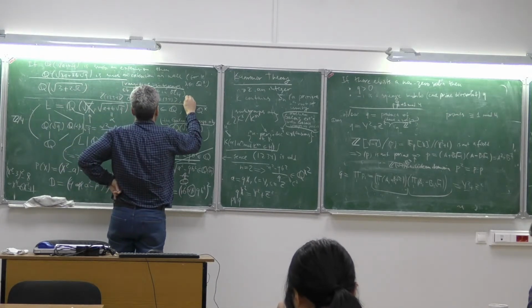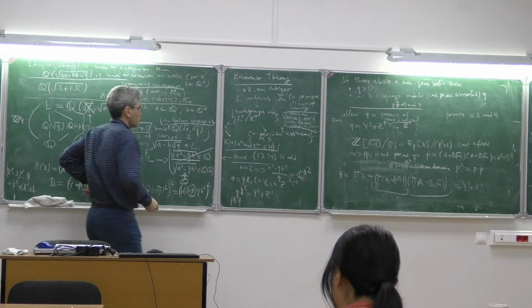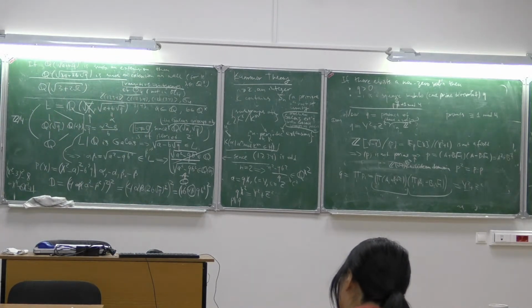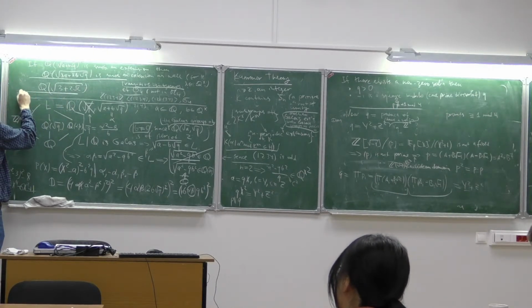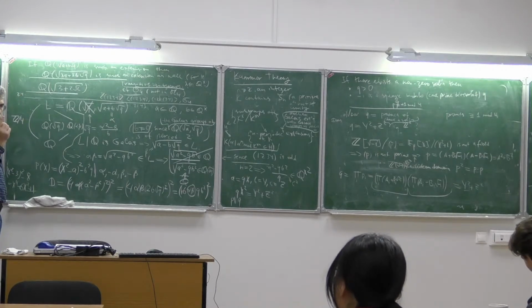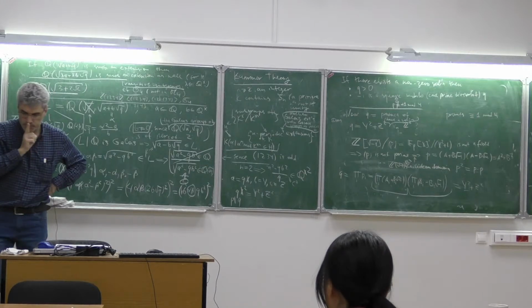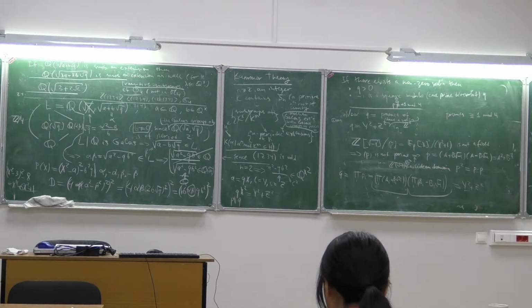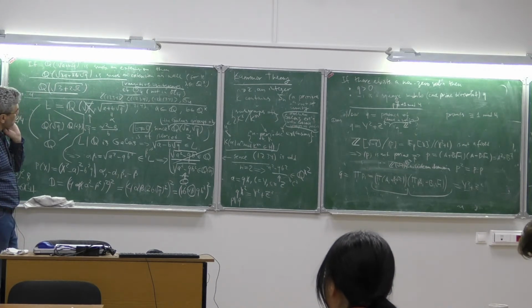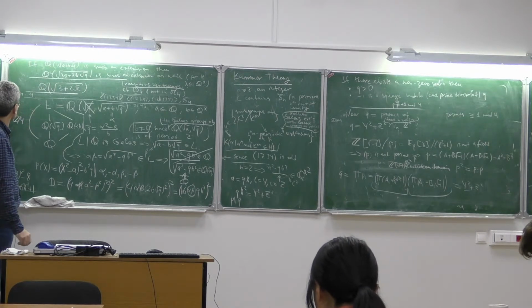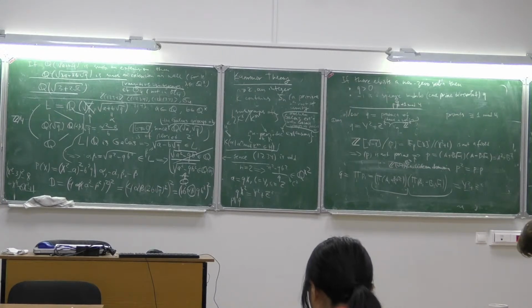So S4. You see that the order should divide 24. So what are the divisors of 24? Divisors which are at least 4. So this is 4.